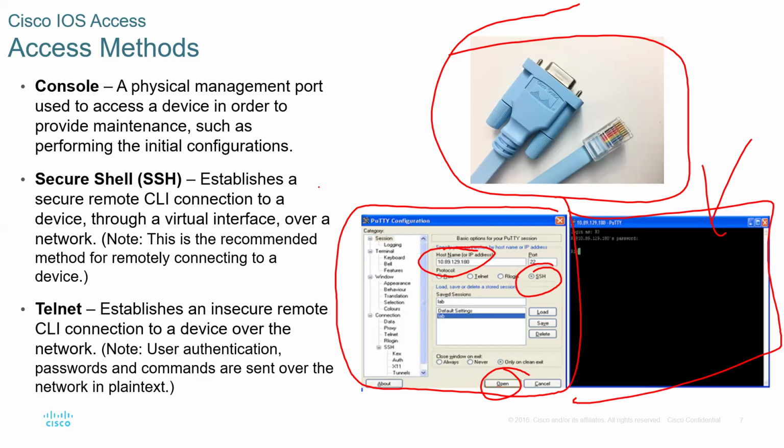So you can use Telnet. You can also use secure SSH to enter the command line. You can also use what we call the Telnet. Okay, the Telnet establishes an insecure remote CLI connection. So you see the Telnet and the SSH both do the same thing. They give you access to remote configuration.